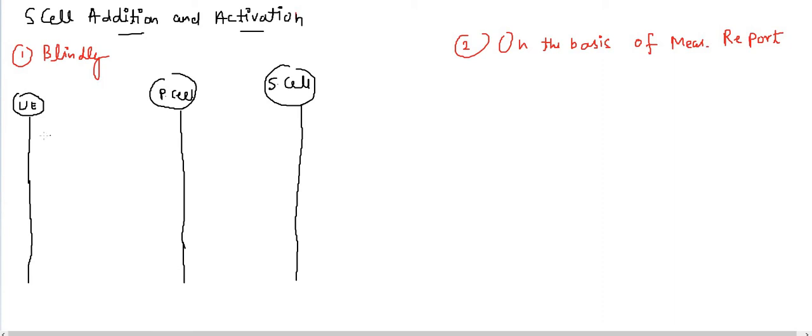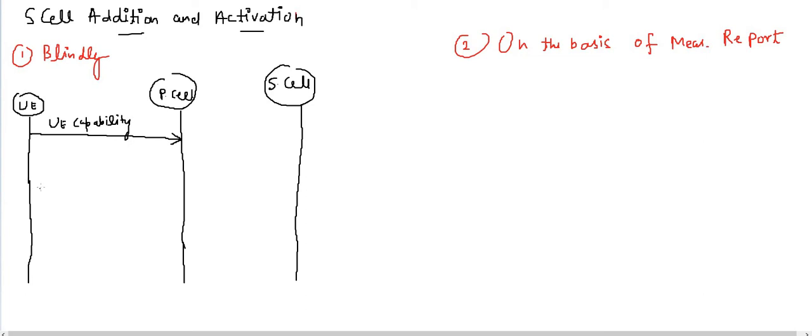During initial attach, you can visit my lectures on UE initial attach, the UE has to send this message, UE capability. Here you inform the network that I support carrier aggregation, so you can add an SCell or configure an SCell to me. So UE capability is done. This is part of initial attach.